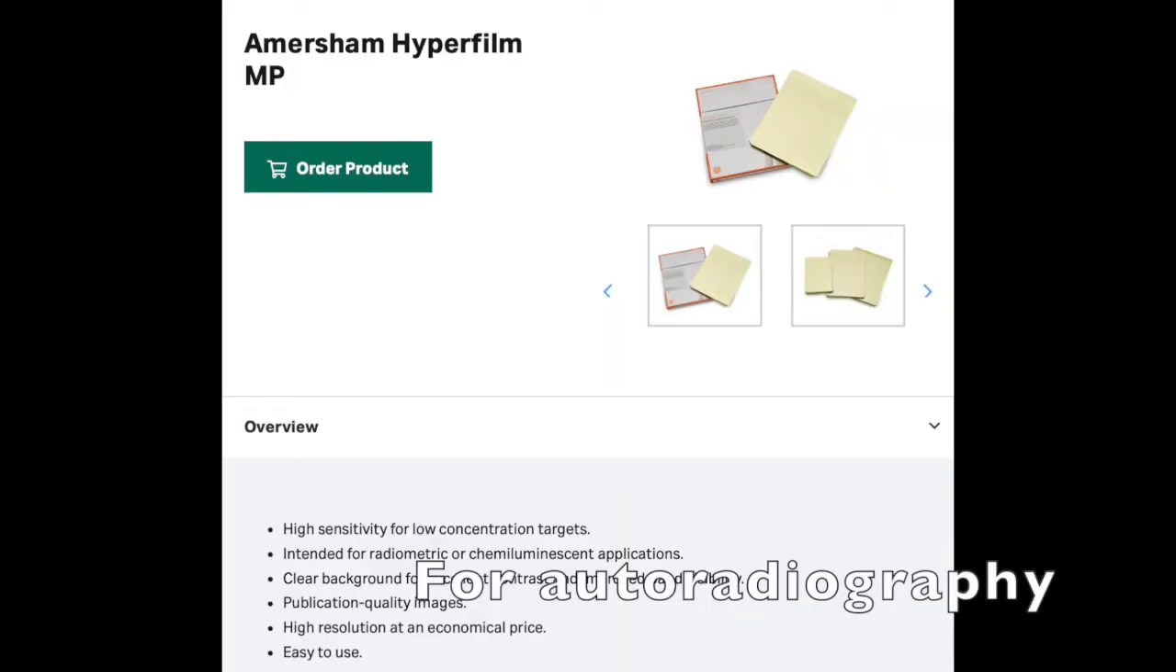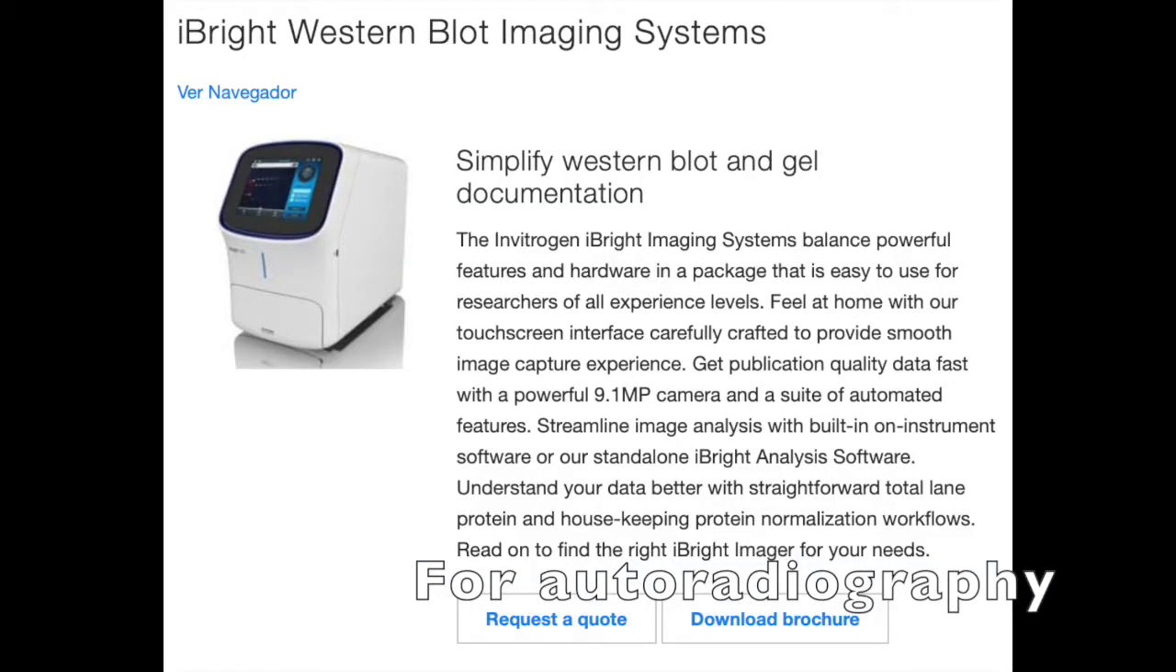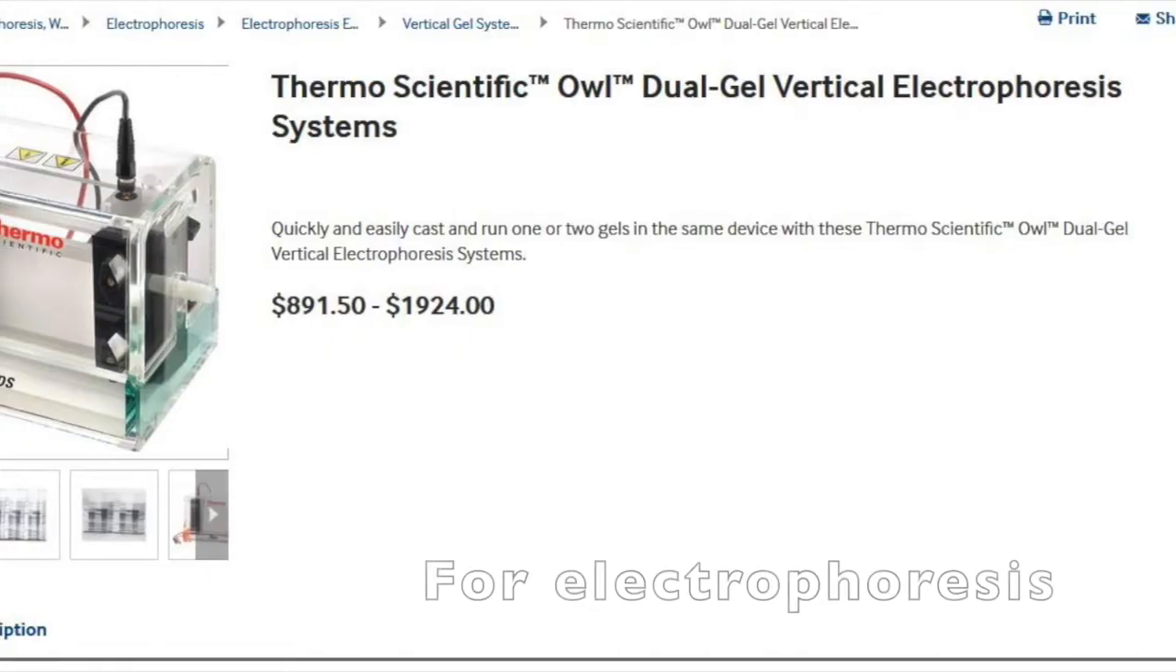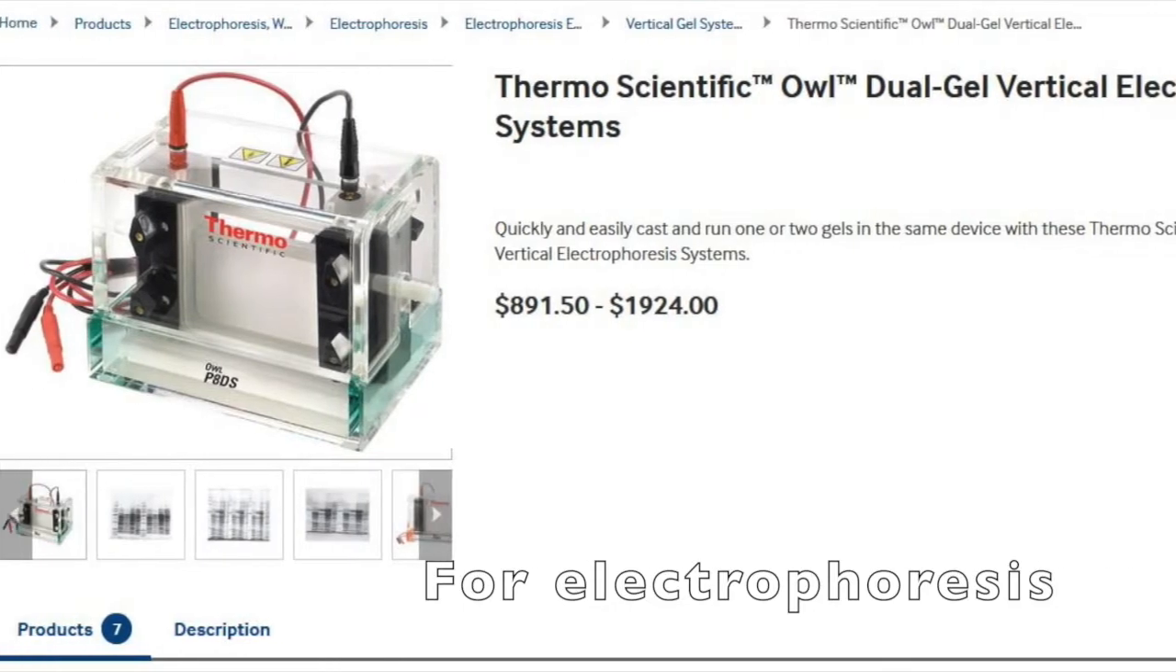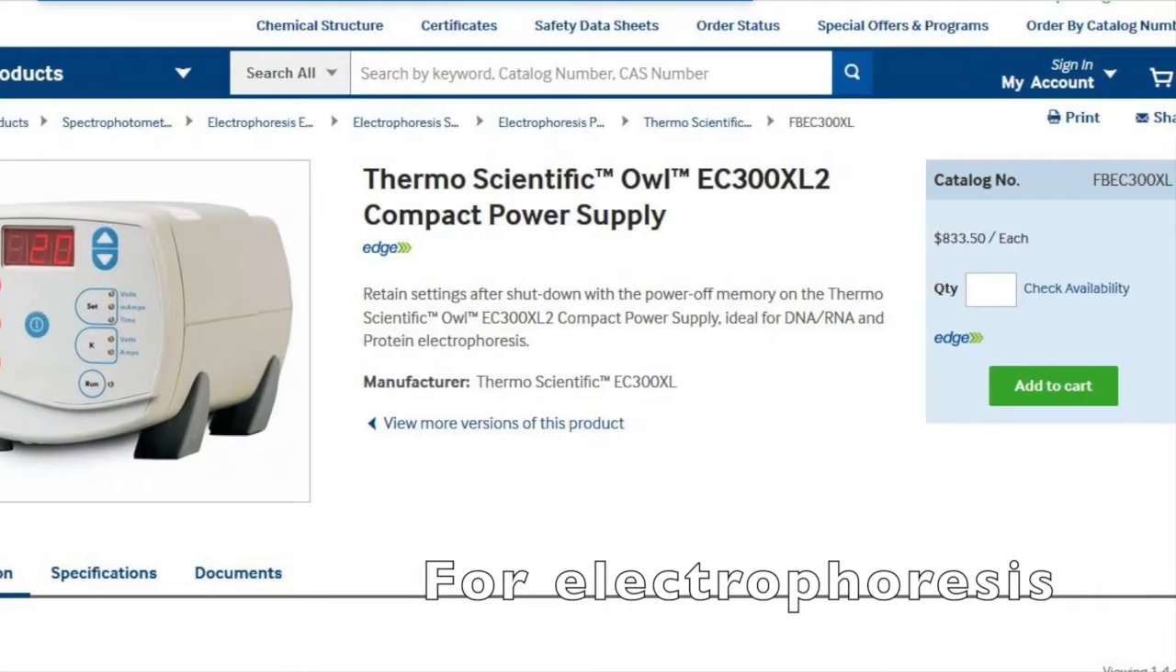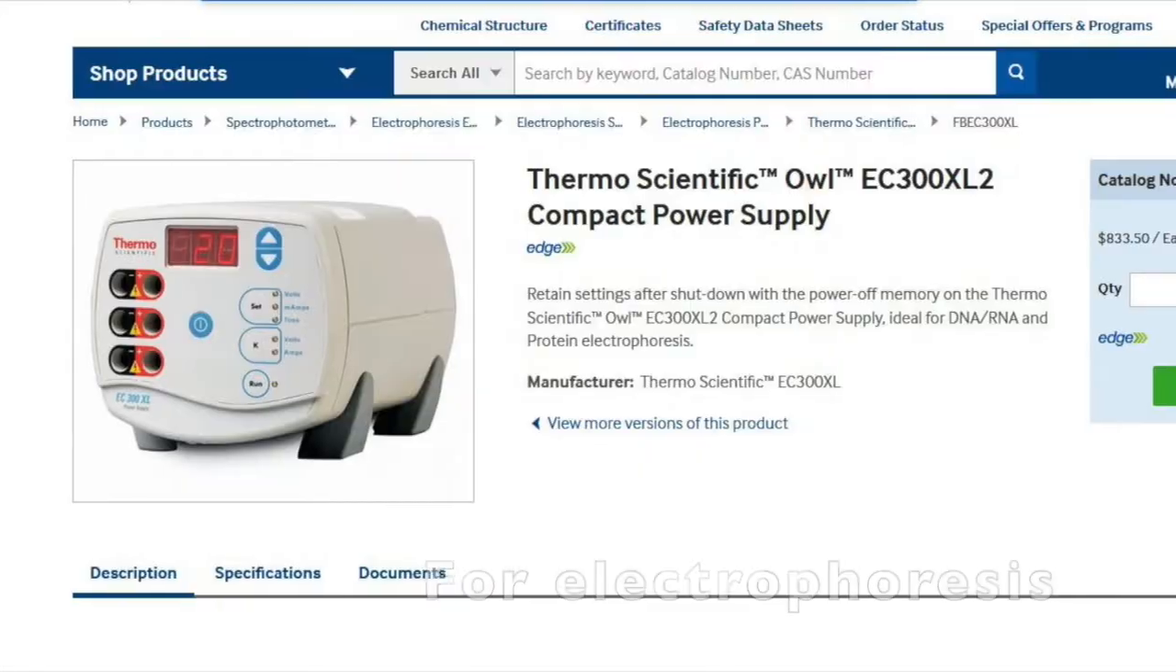The equipment that you can use to get results from this method is the Thermo Scientific OWL dual gel vertical electrophoresis system, or the Fisherbrand power supply Mini 300 volt plus.